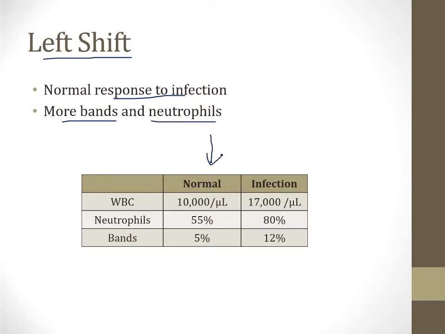So a normal white blood count might include 10,000 white cells, 55% of which are neutrophils and 5% of which are band forms. In the setting of a bacterial infection, not only will the white cell count go up to 17,000, but the percentage of those white cells that are neutrophils and bands will also rise. This is referred to as a left shift. It gets that name for historical reasons, and it's just part of the normal response to a bacterial infection.